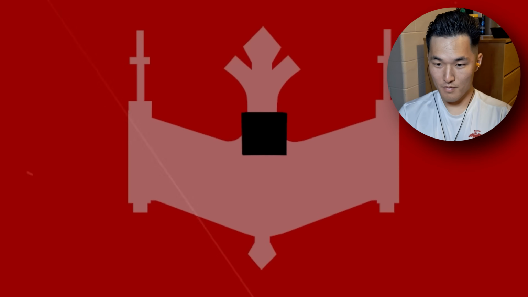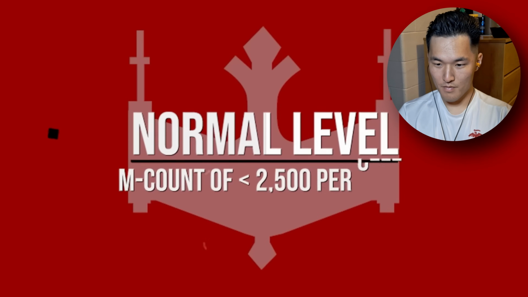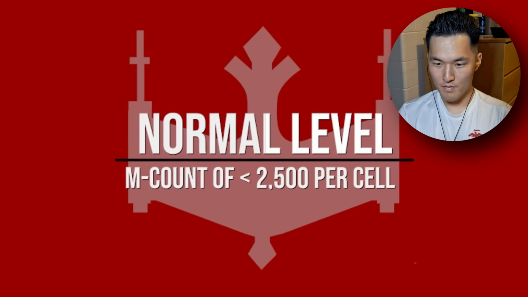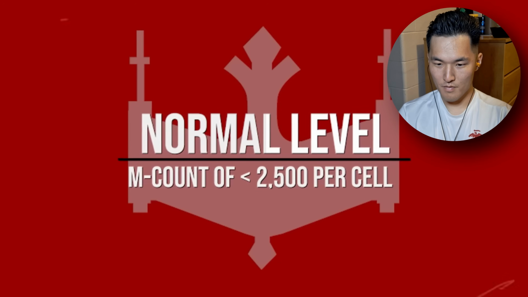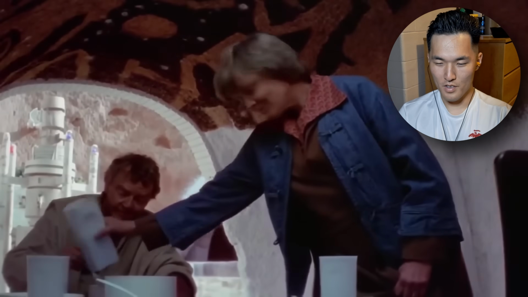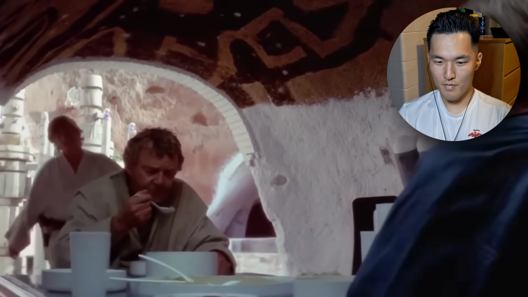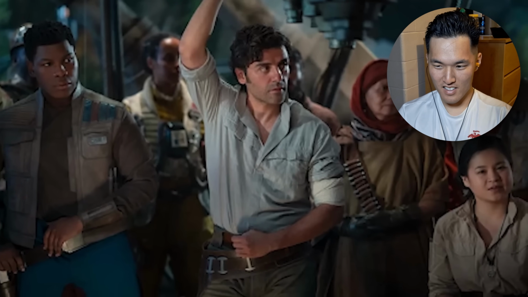The first level, or normal level for lack of a better term, consisted of those with an M-count of less than 2,500 per cell. A person with a midichlorian count this low would likely never experience any sort of pull to the Force. That's probably us right now. They would never realize any abilities, even the most basic ones like precognition or enhanced reflexes. This is where your average Joe slots in.